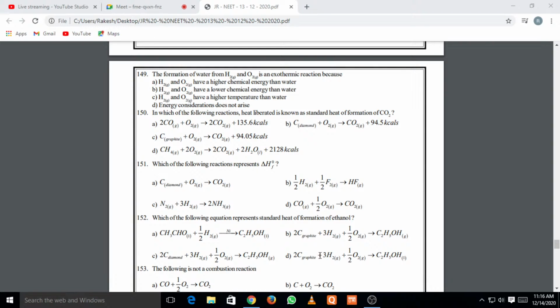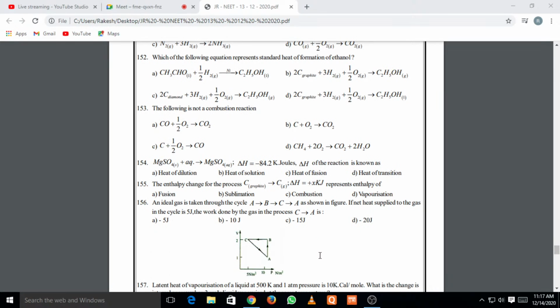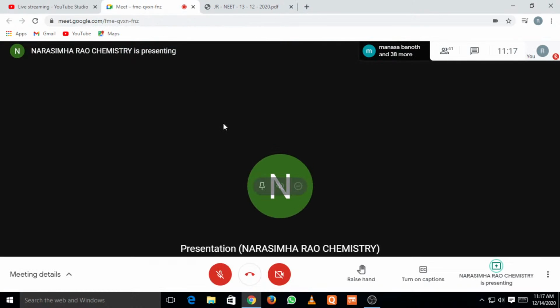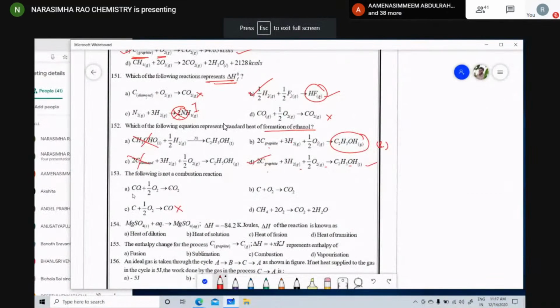Now, which of the following is not a combustion reaction? This is partial combustion. This is already combusted. This is not a combustion reaction. This is completely combusted, 1 mole. This is completely combusted, 1 mole. This is completely combusted, 1 mole. This is 1 mole but not completely combusted. So this is not considered as the heat of reaction.